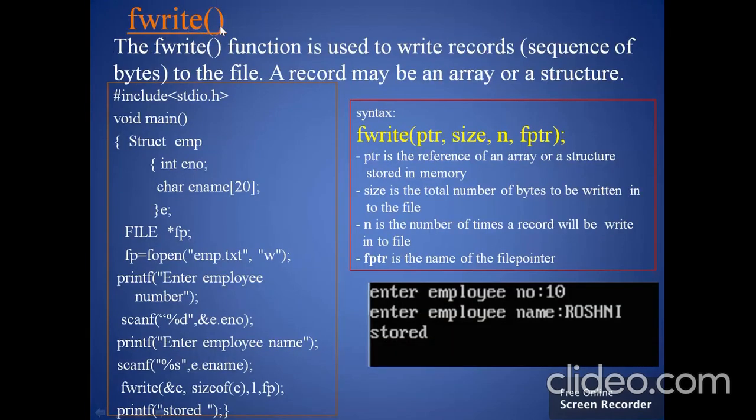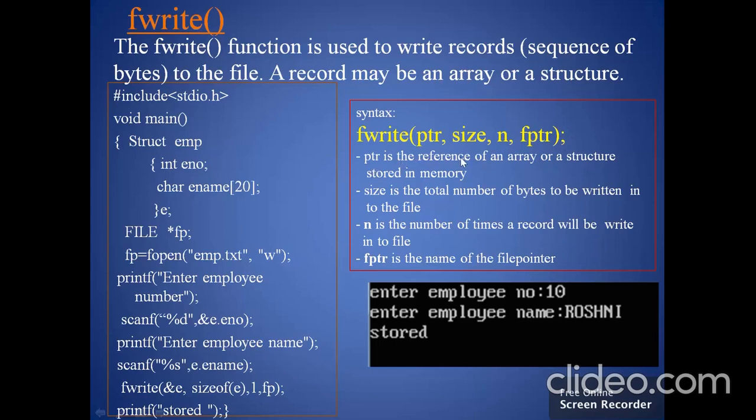Next is the fwrite function. The fwrite function is used to write records, that means a sequence of bytes, to the file. A record may be an array or a structure. So at first we will see the syntax of the fwrite function. That is fwrite, inside the brackets we will have ptr, comma, size, comma, n, comma, fptr. Then at last we will put a semicolon.